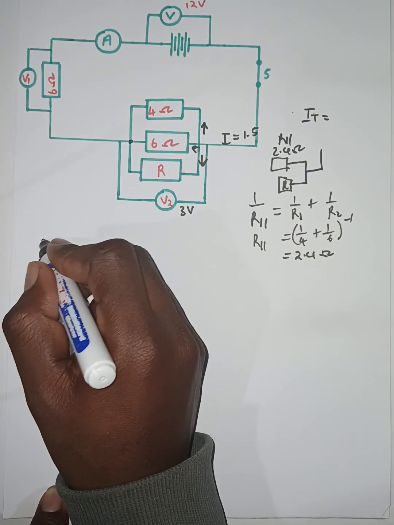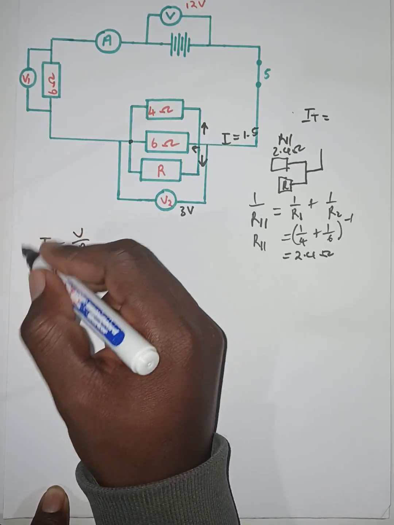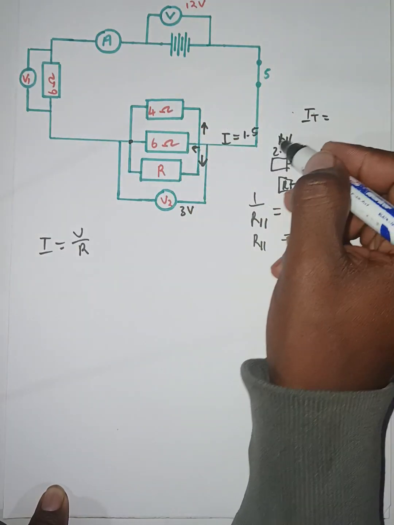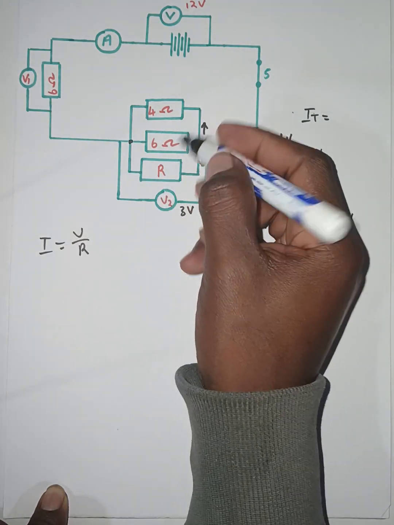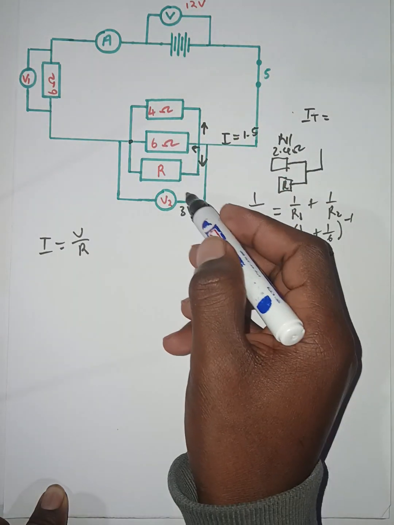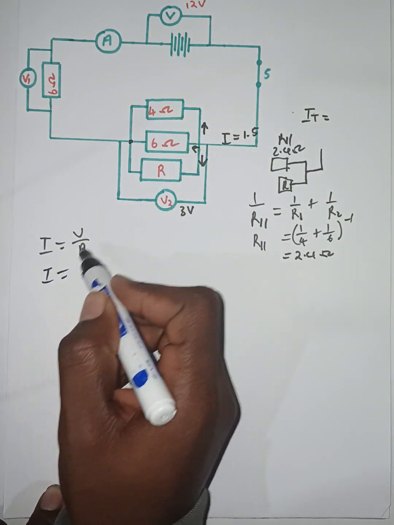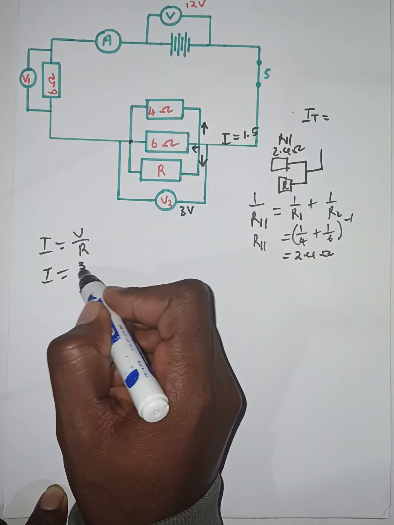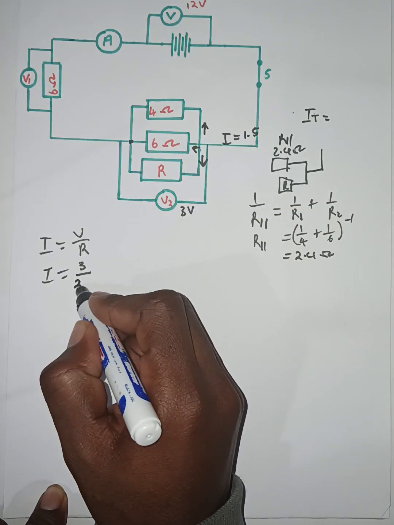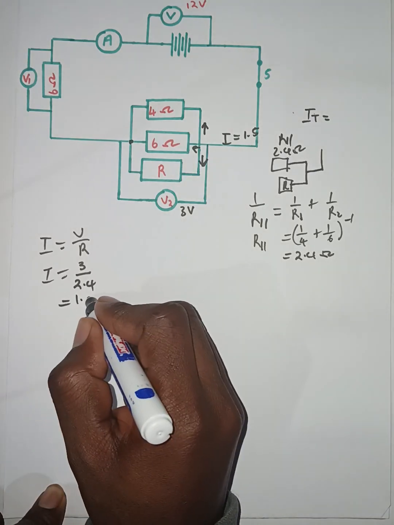So I'm going to use Ohm's law, which says I is equal to V divided by R. Remember, what I'm trying to achieve is to find the current that is passing through these two when I combined them. I know the voltage across those would be 3 volts, since they have the same voltage. So I would equal the voltage, 3, divided by my R, which is 2.4. If you put that in your calculator, you're going to get 1.25.